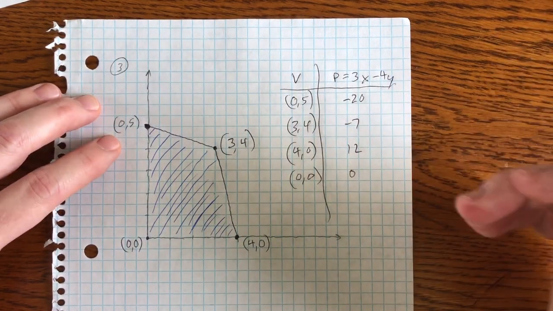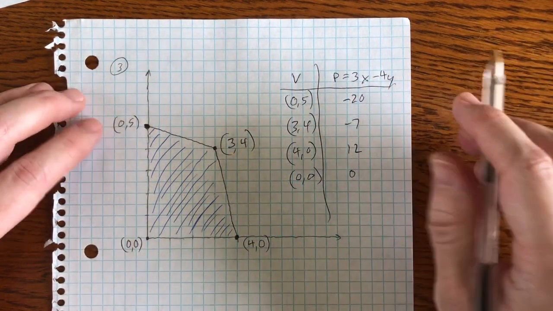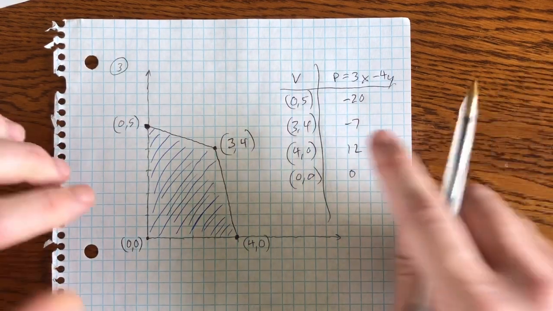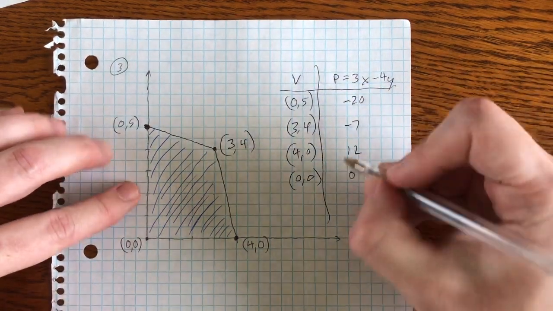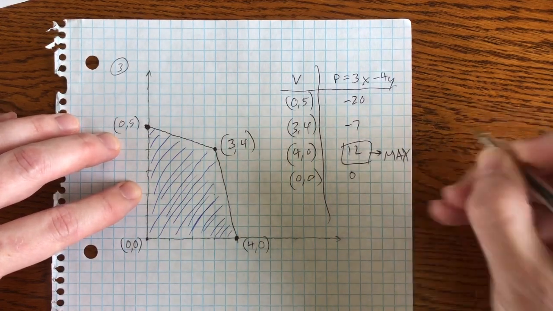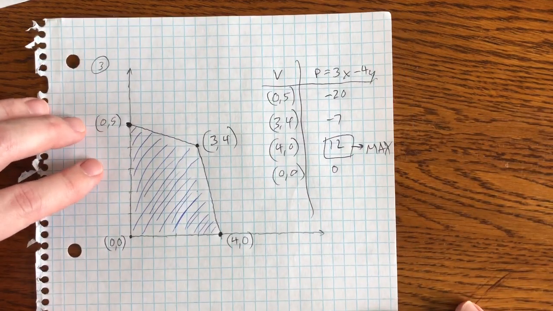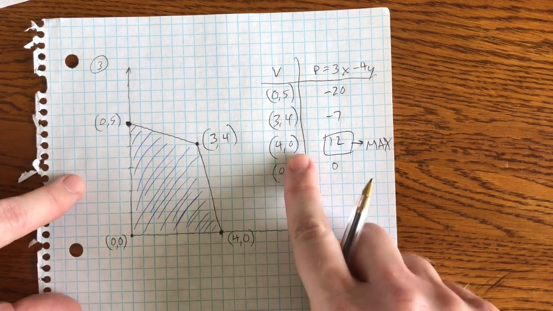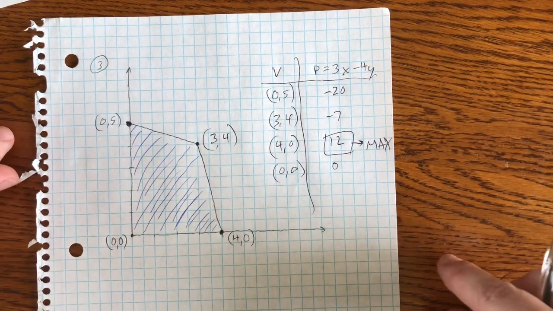So again, we're trying to maximize this. That's what it's stating in the example. Maximize this objective function. So whatever the largest value is, that is the answer, okay? So 12 is the maximum value based upon this vertex in this particular linear programming problem.